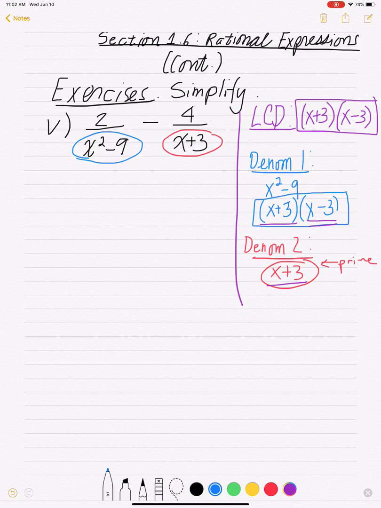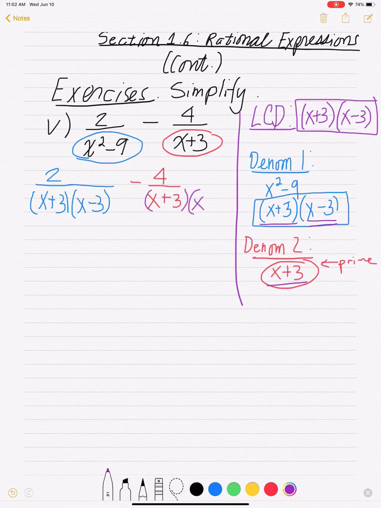All right, now let me rewrite. I'm going to rewrite the first fraction, the blue fraction. It's 2 over... Remember that x squared minus 9 factors into x plus 3, x minus 3. So hey, we already got the LCD in the first fraction. We don't have to do anything to the first fraction to get an LCD. Then we're going to put minus 4 over x plus 3. That's our red fraction. However, the denominator here, x plus 3, is missing something. It needs an x minus 3. So we're going to multiply by x minus 3 to get the LCD. And if you do it on bottom, you have to do it on top to balance the fraction.